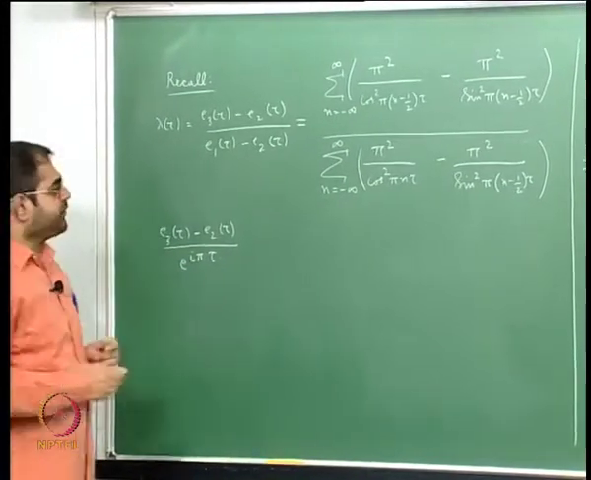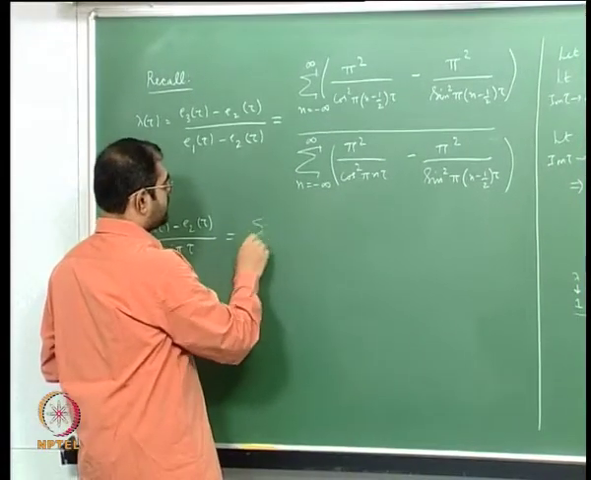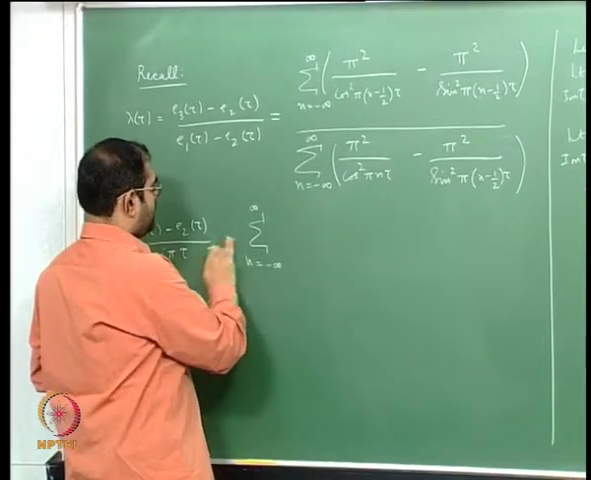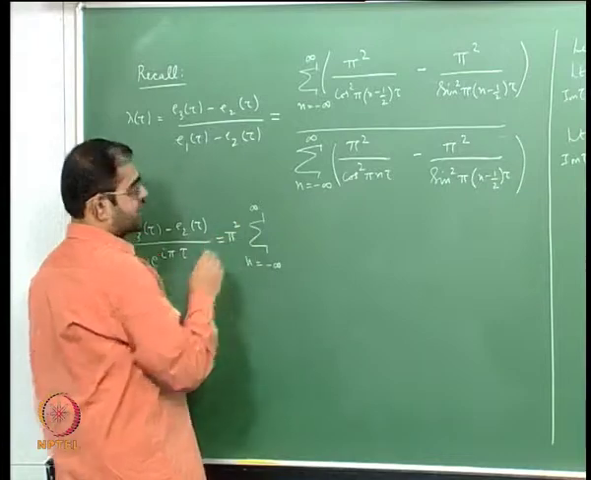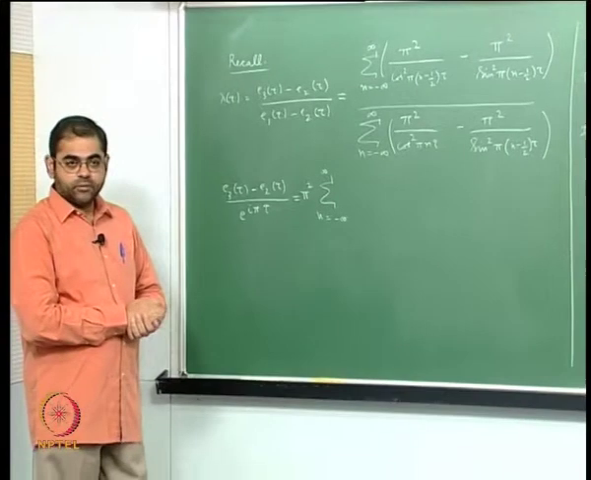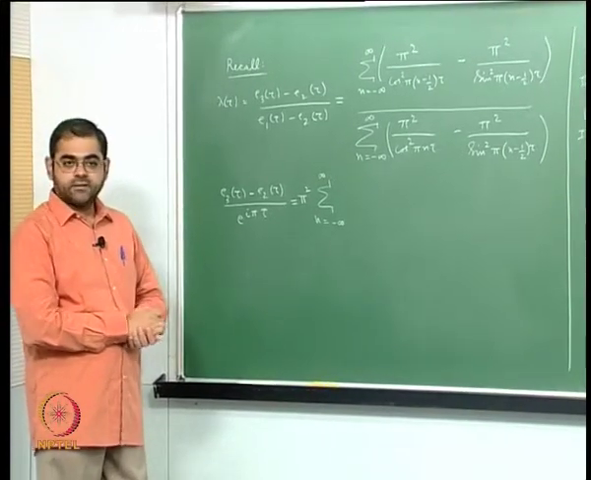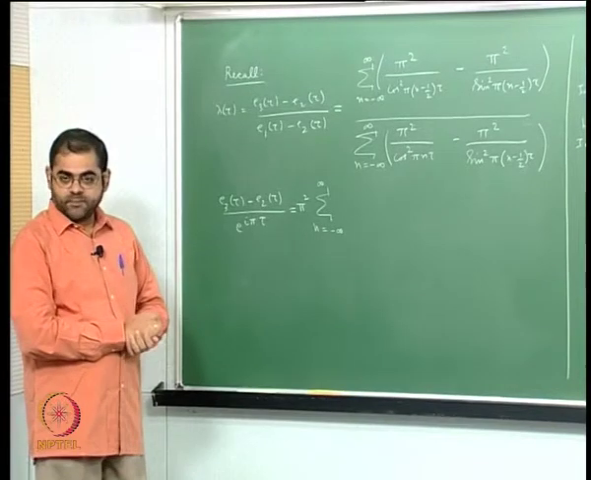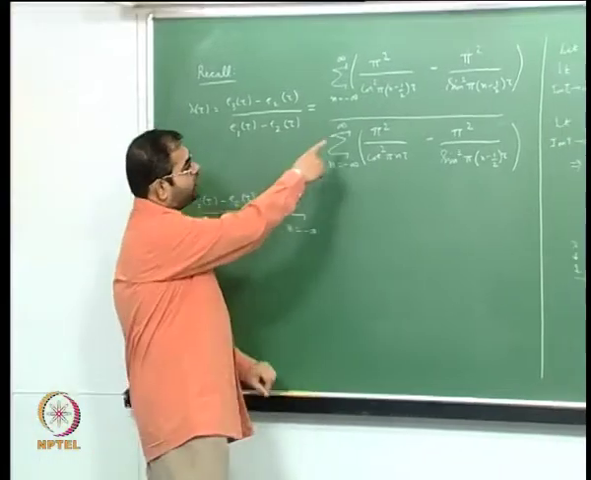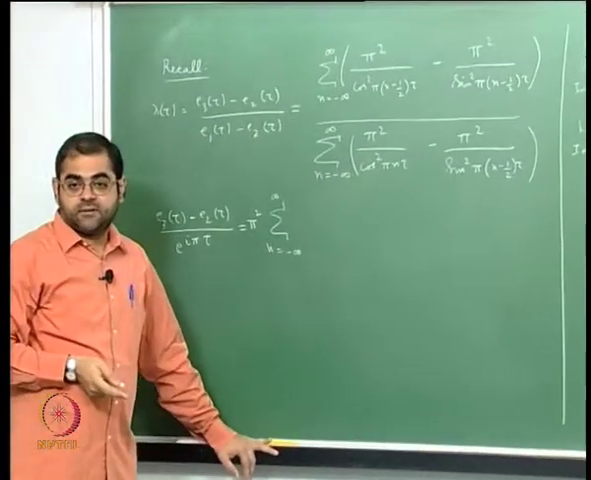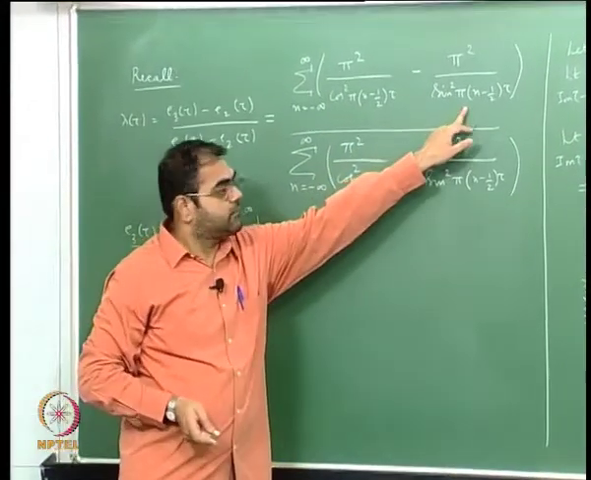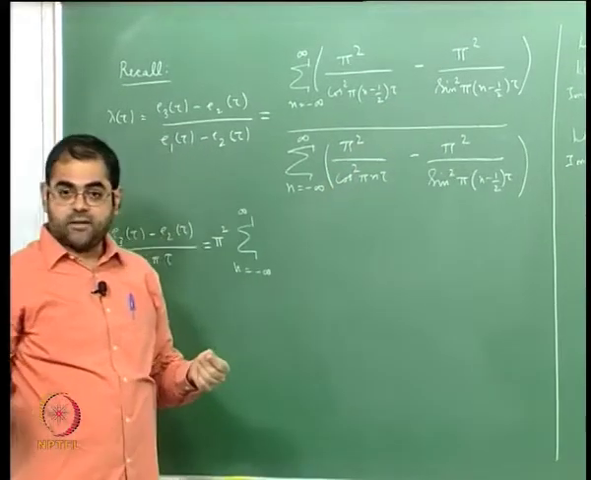Let me calculate this. I am going to get the sum over n from minus infinity to infinity. It will help to pull a pi squared outside, and then I use the usual formulas that cos theta is e power i theta plus e power minus i theta by 2, and sin theta is e power i theta minus e power minus i theta by 2i. I use that to rewrite the numerator in terms of e power i pi (n minus half) tau.